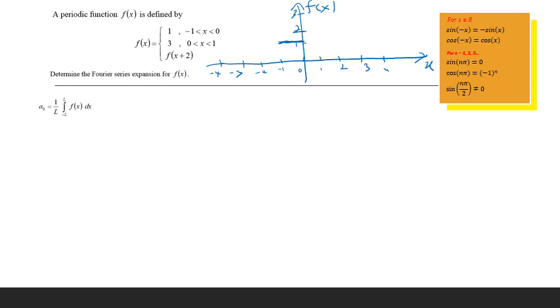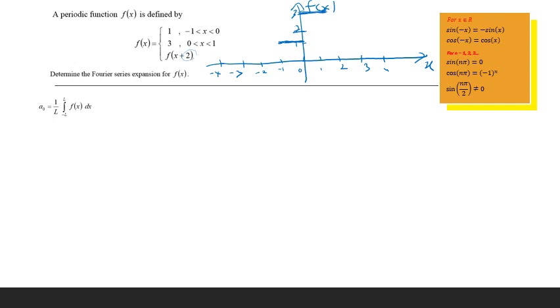Okay, so for the other function, from 0 to 1, we have f(x) equal to 3. So we plot a straight line also, from 0 to 1, for the function f(x) equal to 3. So just sketch within the limit given. Here we also have f(x + 2). So what does 2 here mean? It is actually the period of a cycle.